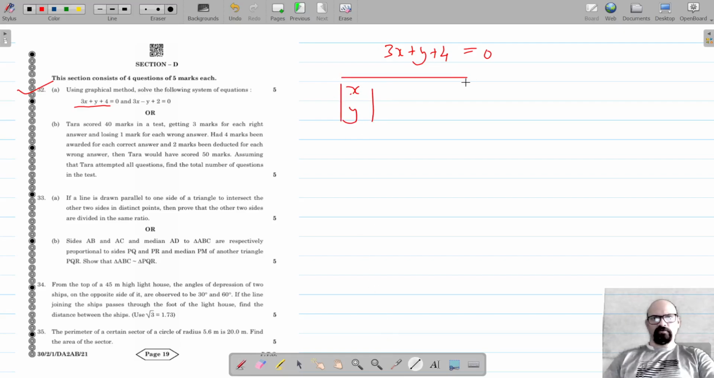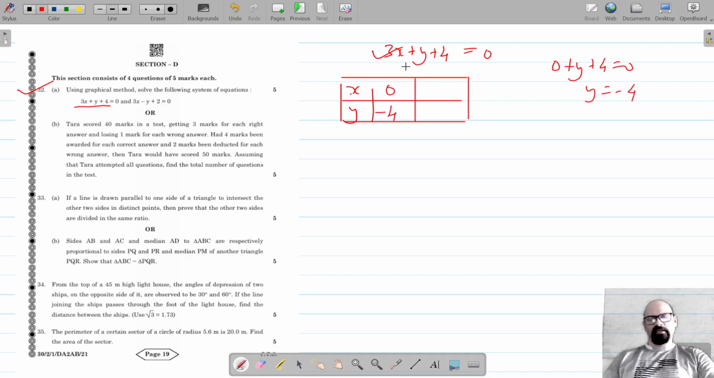Let's make a table for this. At least 2 points, 2 coordinates, we are going to get. When I put x is equal to 0 here, this is 0 plus y plus 4 is equal to 0, which gives me y is equal to minus 4. So when x is 0, y is minus 4. Now let me put x is equal to, let's say, 2. This is 6 plus y plus 4, which gives us y is equal to minus 10.